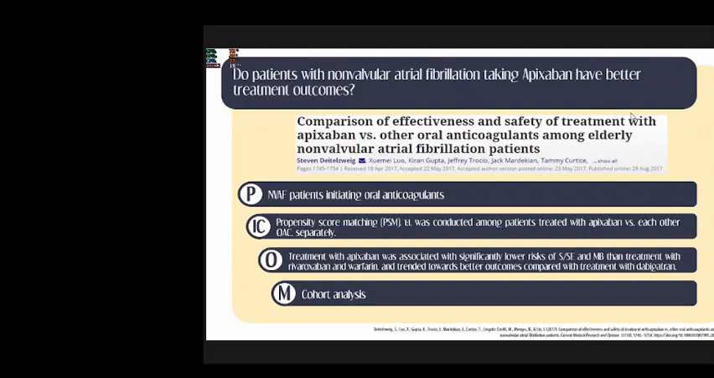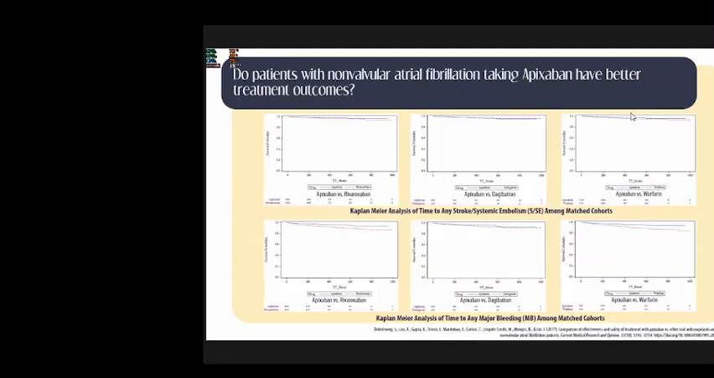So these are the figures that compare apixaban with other drugs. The top figures are the analysis of time to any stroke or systemic embolism among matched cohorts, and below is the analysis of time to any major bleeding among matched cohorts. We can see that the blue line represents apixaban and the dotted line represents the drugs being compared.